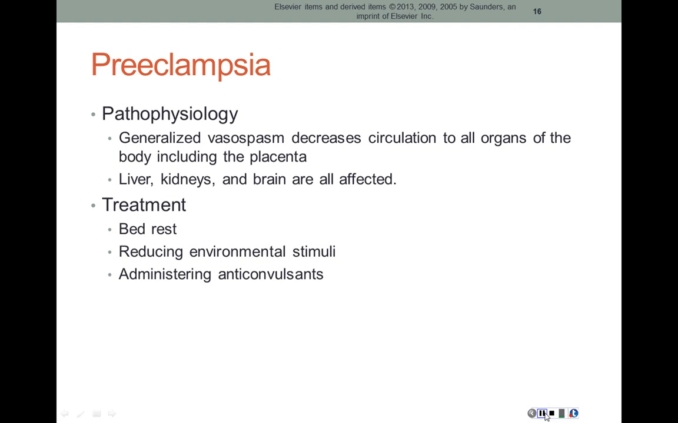So basically the pathophysiology is generalized vasospasms decreases circulation to all of the organs in the body, including the placenta. So the liver, kidneys, and brain are all affected. So how do we treat women with preeclampsia? Well, a lot of times they're on bed rest. We reduce external environmental stimuli, and we may have to give them anticonvulsants to prevent seizure activity.